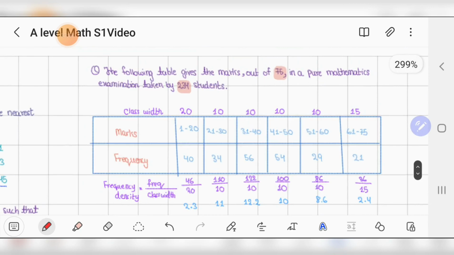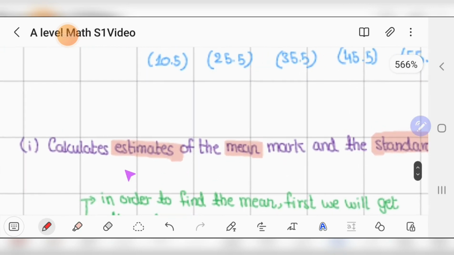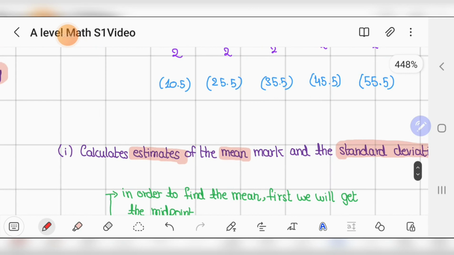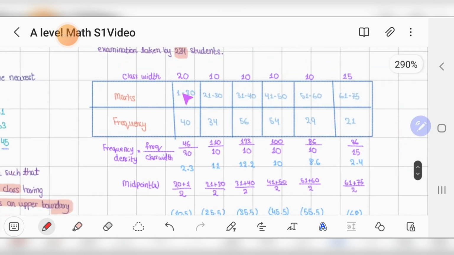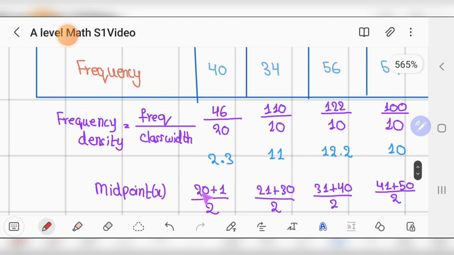What did they ask? They said calculate the estimate of the mean mark and the standard deviation. Whenever you are asked about the mean mark, you will always try to find the midpoint of each class interval. This is a class interval. You need to find the midpoint, so you do 20 plus 1, 30 plus 21 upon 2, or you can just write it down like 20.5 plus 0.5.